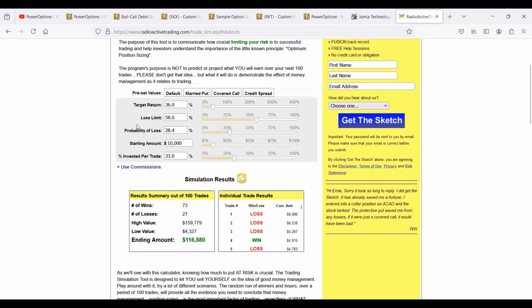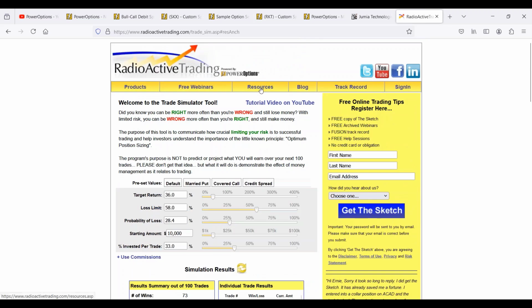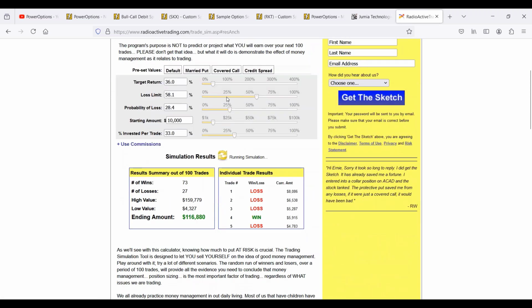Using that trade simulator tool, again, go to radioactivetrading.com, click on resources, and then click on trade simulator, and you can run your numbers, whether it's for covered calls, cash secured naked puts, things that are comparing probabilities, win-loss ratios versus return, loss limits, and so forth. Check your numbers, see what your trading strategy is giving you, and if it's meeting your goals for the position, for your portfolio, and for your trading plan long term.